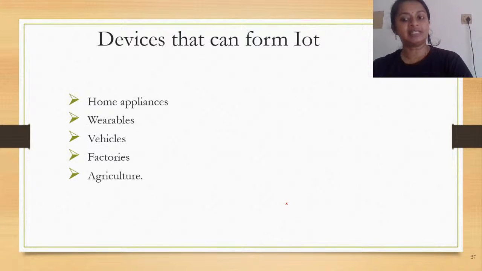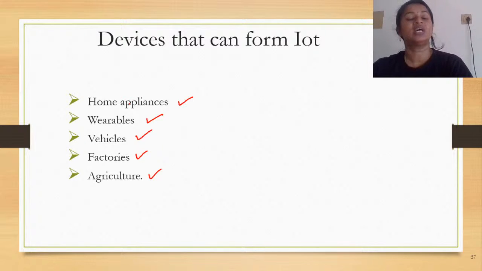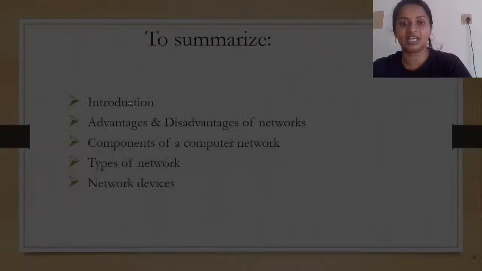So the devices that form the IoT can be all your home appliances, the wearables, the vehicles, the factories, and agriculture for smart farming. You can make the vehicles also smart, right? For all these places, you can use the technology IoT.